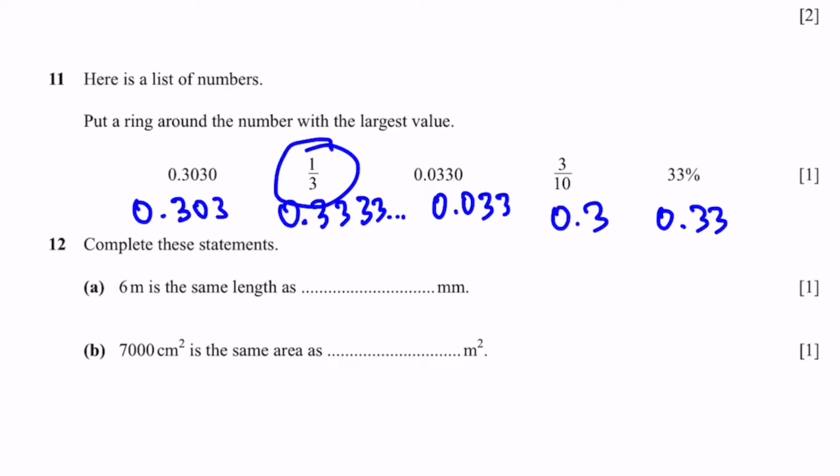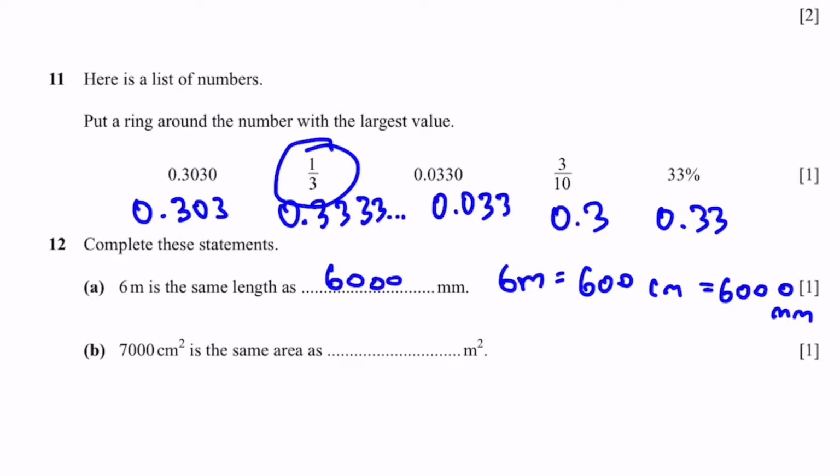Question 12. Complete these statements. A, 6 meters is the same length as dash millimeters. So 6 meters is equal to 6 into 100, which is 600 centimeters, which is equal to 600 into 10, 6,000 millimeters.